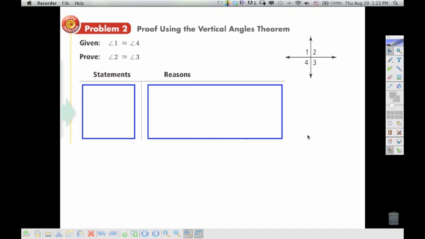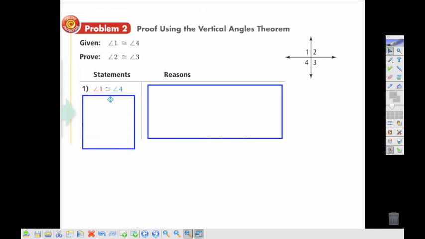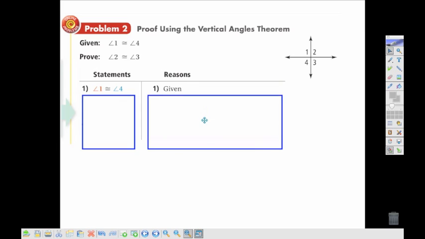In this next proof, we're going to use the vertical angle theorem as one of our reasons for doing this. After we've already proven it, we're allowed now to use it in our proof. So we're starting here. Angle 1 is congruent to angle 4. We can start that as our given. We have a picture over here to go along with our proof.